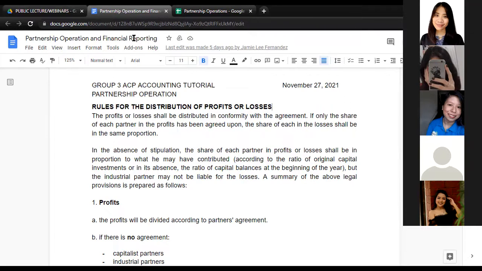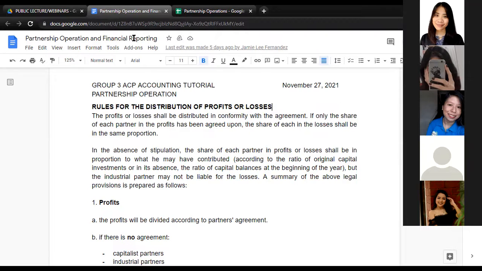But the industrial partner may not be liable for the losses. Hindi siya kasama sa pagkalugi. Ano ba ginagawa at kinocontribute ni industrial partner? An industrial partner is one who contributes his industry, labor, or services to the partnership. He is considered the owner of his service, which is his contribution to the common fund. As to the profit, the industrial partner shall receive such shares as may be just and equitable under the circumstances.